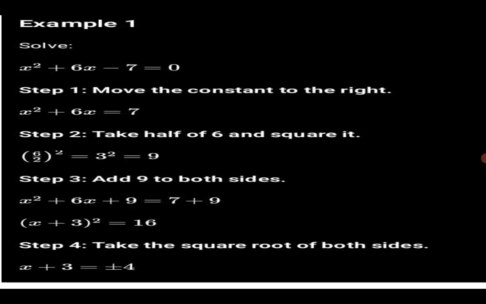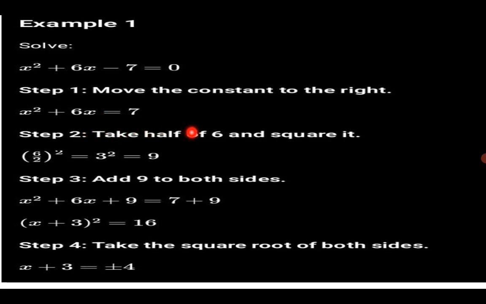Let's look at an example. Solve x squared plus 6x minus 7 equals 0. First of all, move the constant to the right. So move the minus 7 to the right. This side is going to be positive 7.